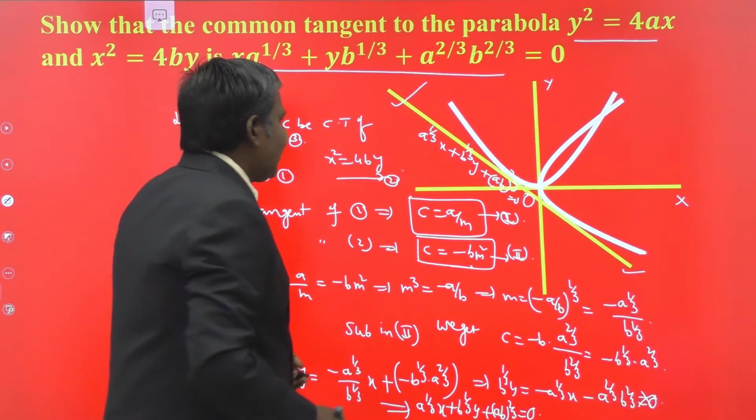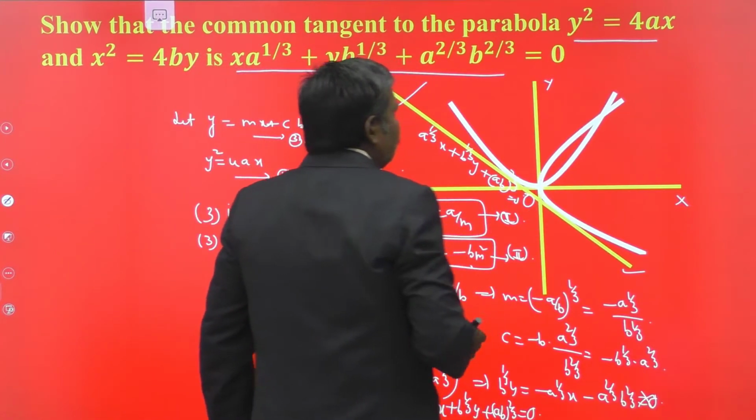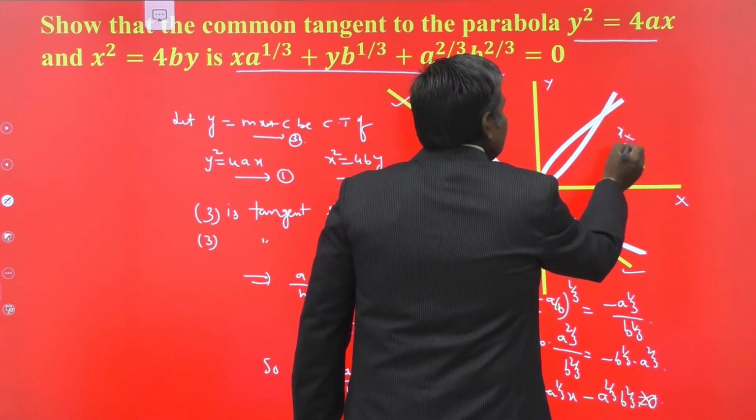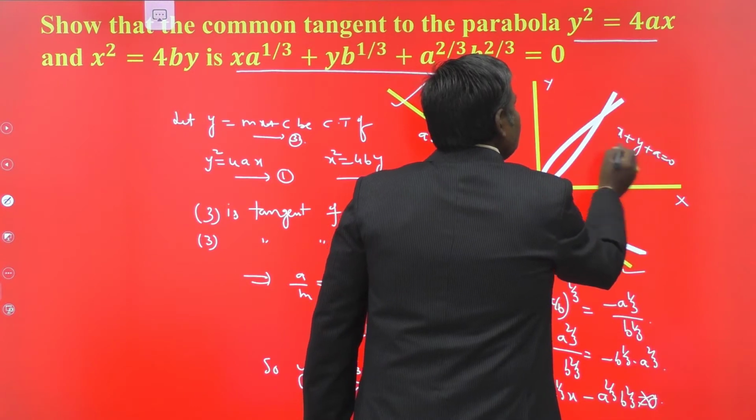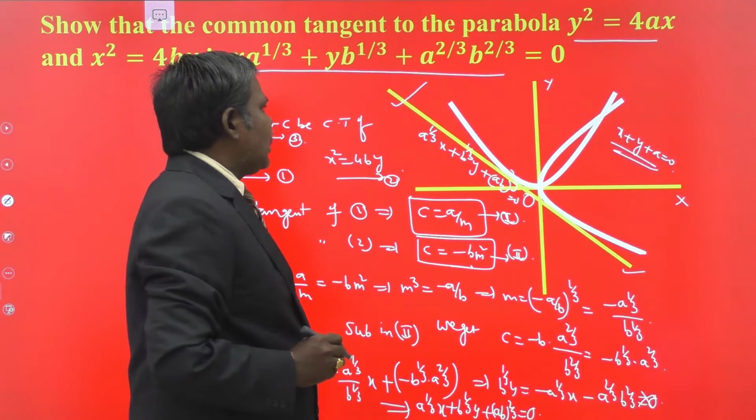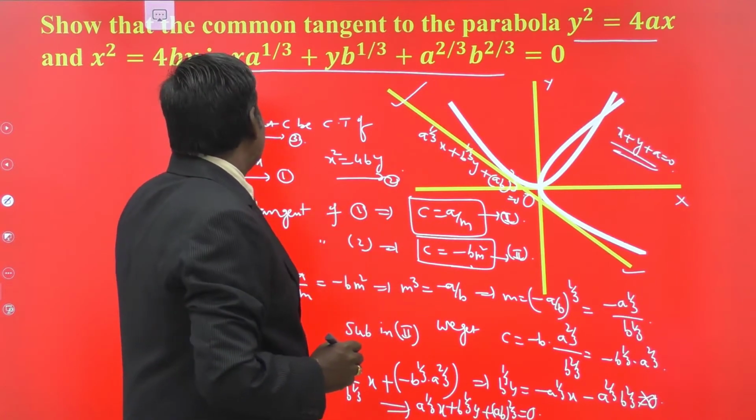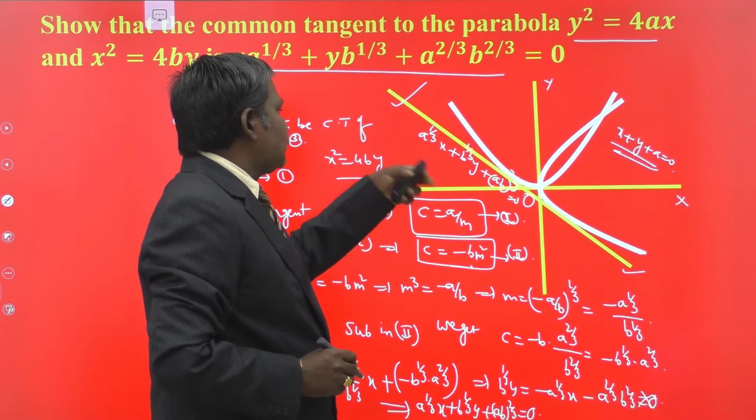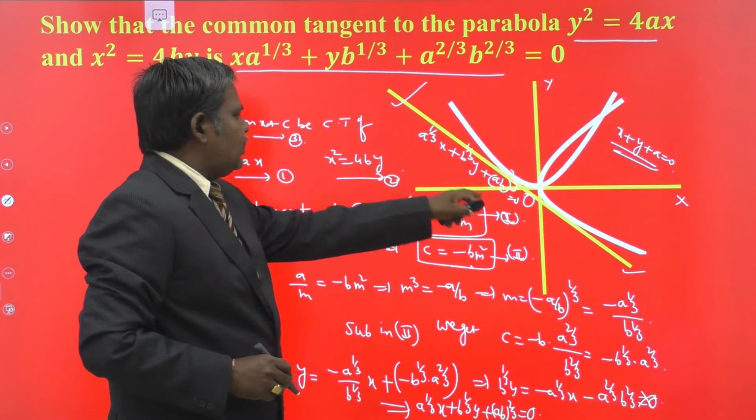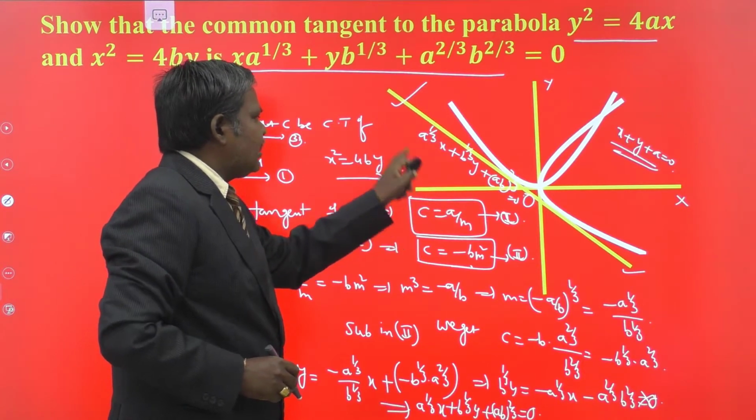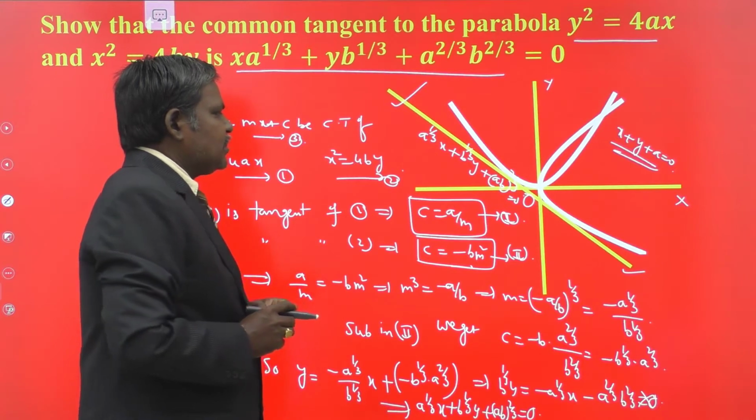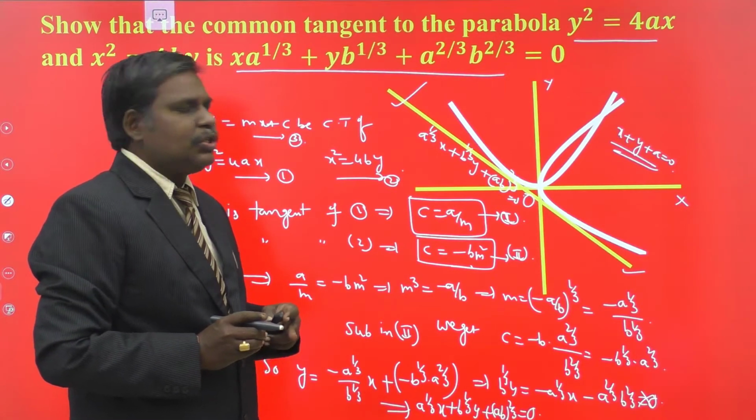In the previous class we derived that the common tangent of y square equal to 4ax and x square equal to 4ay is x plus y plus a equal to 0. Here instead of a we have b for one of the parabolas. In this case we have the tangent equation in this manner: a power 1 by 3 into x plus b power 1 by 3 into y plus ab whole to the power of 2 by 3 equal to 0.